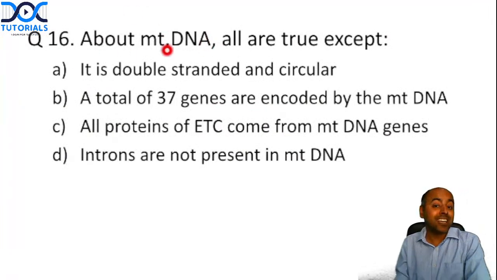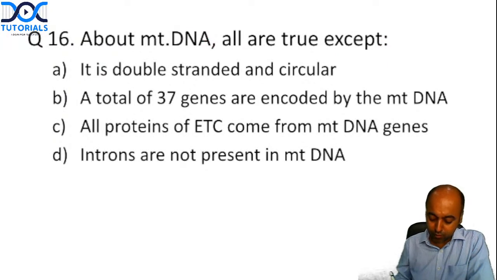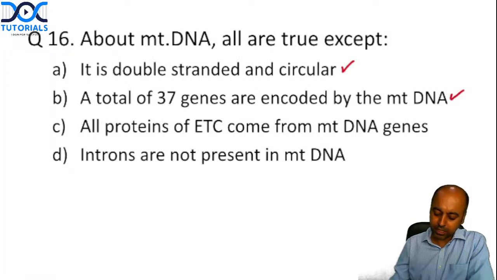Mitochondrial DNA is being asked again and again in our exam. About mitochondrial DNA, all are true except. So please note, it is a double-stranded circular DNA. Total 37 genes are present. Introns are not present.